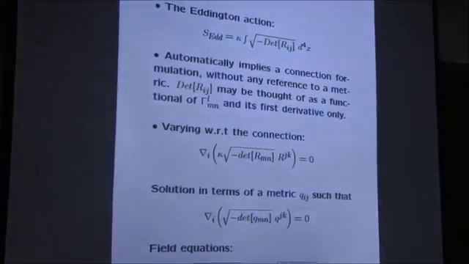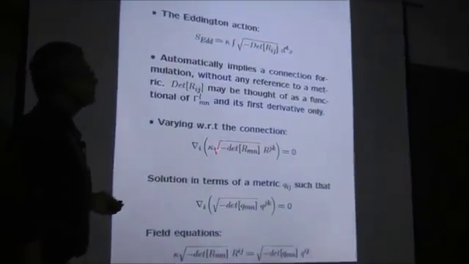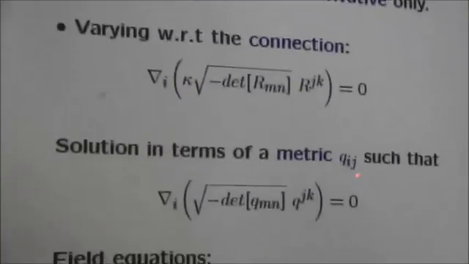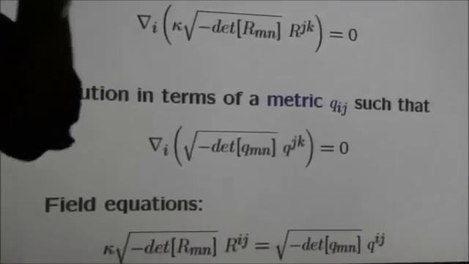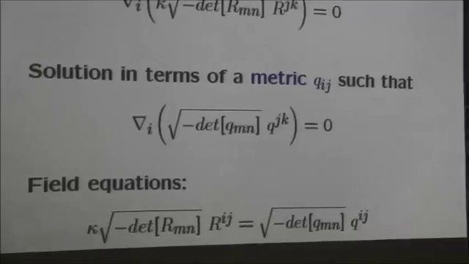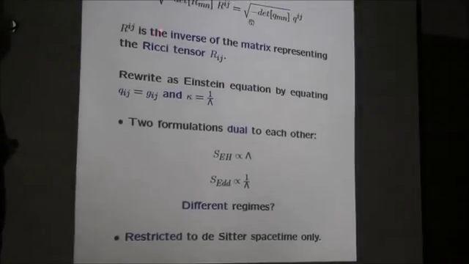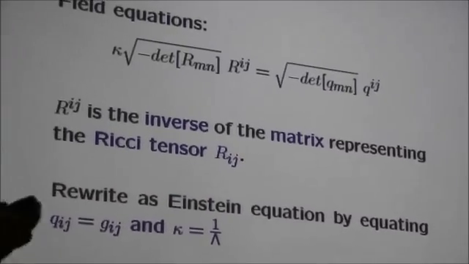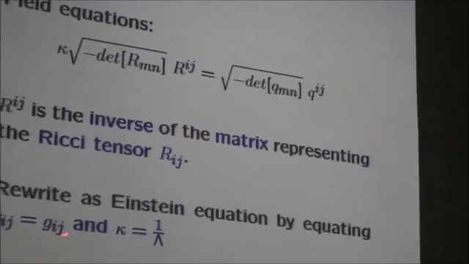Okay. So, if you vary this with respect to the connection, you will see why de Sitter space comes in from here. You will get something like this. And you can write this as a solution in terms of a metric, which is over here. So your field equations become like this, and that implies de Sitter space provided you identify Qij with Gij, and lambda with 1 over kappa. So that's the story. And in the connection form, you have this field equation. R up ij is the inverse of the matrix representing the Ricci tensor R down ij. Remember, this is a connection formulation, there is no metric, so you don't know how to raise and lower indices. So you have to define what is R up ij, and that's the inverse of the matrix that you have. So you rewrite it as the Einstein equation by equating Qij equal to Gij and kappa equal to 1 over lambda.